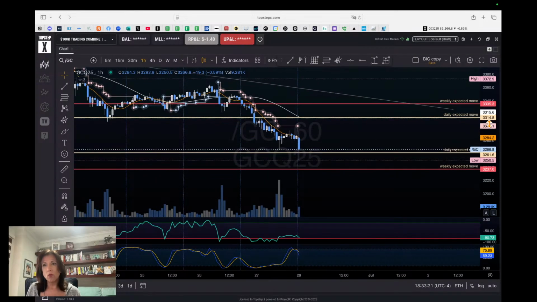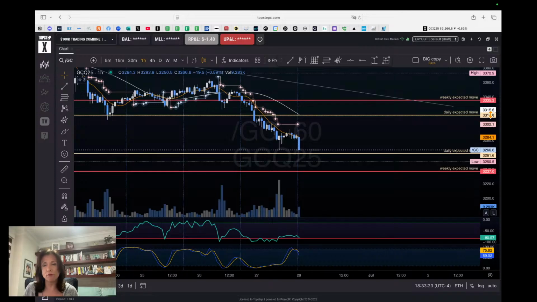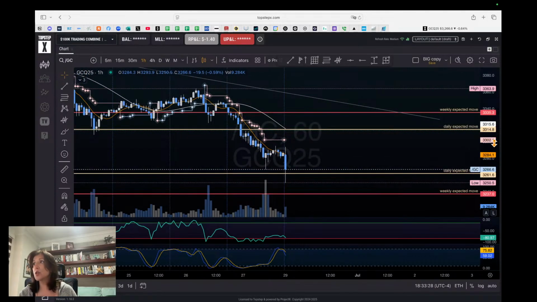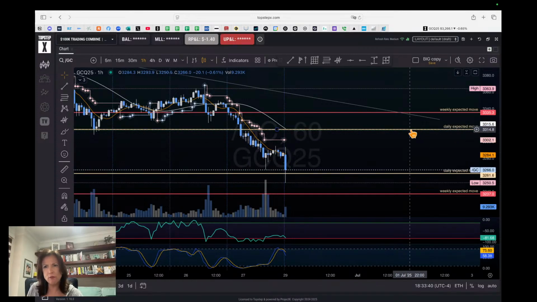So, what's the weekly expected move for the charts here? On the upside, 3,335. Low of the expected move, 3,237. Daily expected move, they expect us to be around 3,314. We already broke the low of the daily expected move at 3,261, and now it's bouncing.